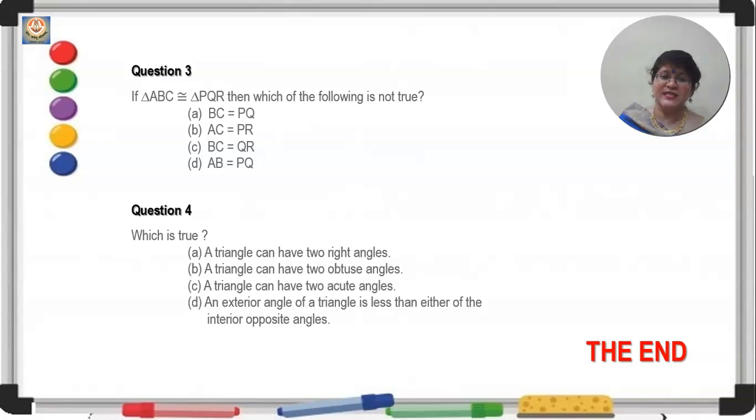So students, we end this video lesson out here. In the next video lesson, we will be doing 2 theorems from this chapter, that is the isosceles triangle theorem and the converse of isosceles triangle theorem.